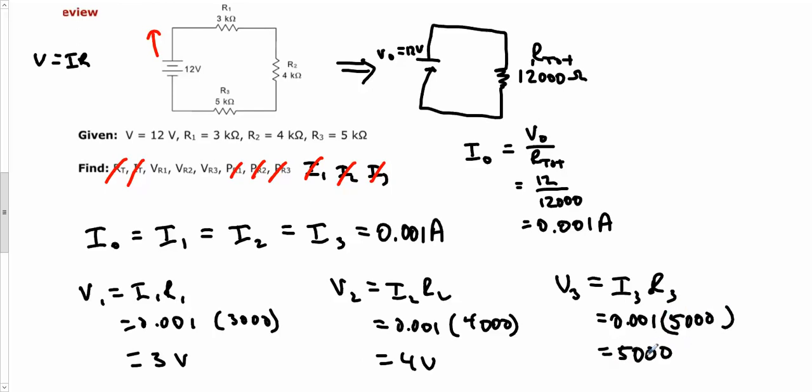Now, oops, I'll just put a decimal point. As a little check, how much money did Mom give me? 12 volts, $12. How much am I spending here? 3. How much am I spending here? 4. How much am I spending here? 5. Did I spend it all? 7, 12. I spent it all. That's wonderful.